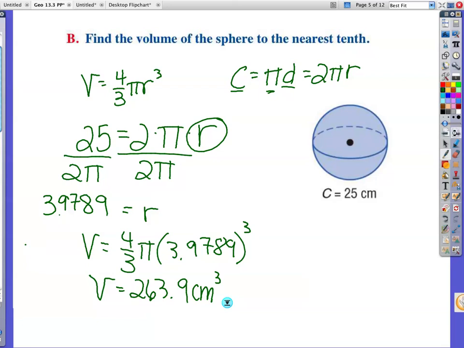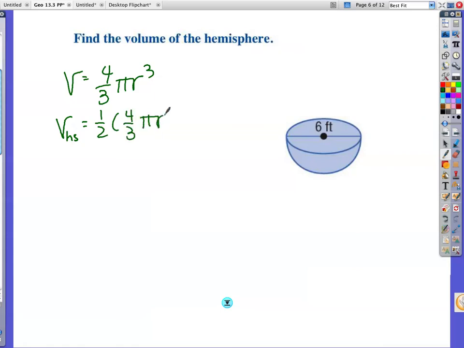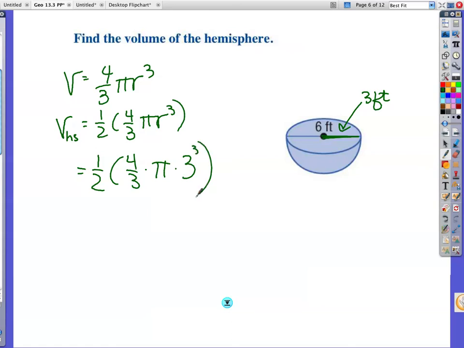Okay, third problem. Find the volume of the hemisphere. So I just have to take half of the volume of the sphere. So I've got 4/3 pi r cubed. I'm going to take half of that. HS is for hemisphere. So I'm going to take half of the 4/3 pi r cubed. Okay, my radius is not 6 feet. My radius is 3 feet. So I'm going to have 1/2 times 4/3 times pi times 3 cubed.